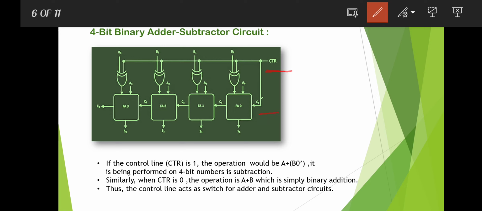That means whenever we want to perform addition, this C0 is equal to 0 and all the XOR gates will pass the B input as it is. If the control line is 1, the operation being performed on the 4-bit numbers is subtraction. Similarly, when the control is 0, the operation is A plus B, which is simply binary addition. Thus, the control line acts as a switch for the adder and subtractor circuit.